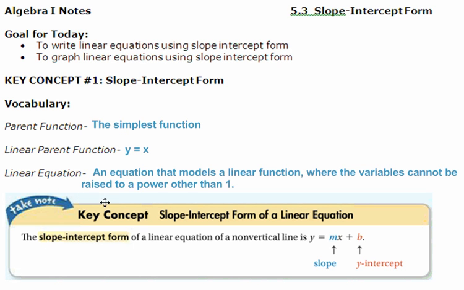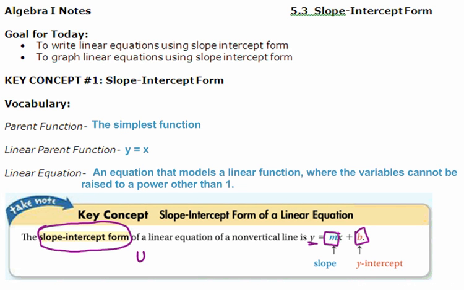So our first thing that we need to talk about is slope-intercept form of a linear equation. Some of you may have already seen this before, which is great. If you haven't, not a big deal. But slope-intercept form is when your equation is solved for y. So this is y equals, the number in front of the x is your slope. The other number that doesn't have a variable, we call that a constant, is your y-intercept.